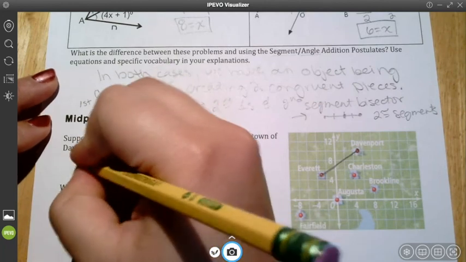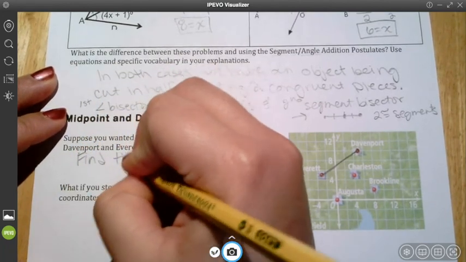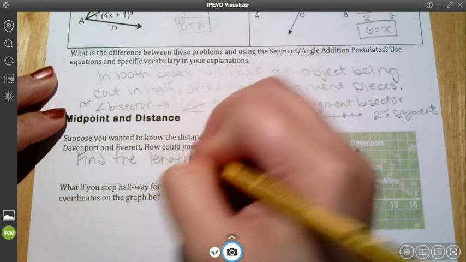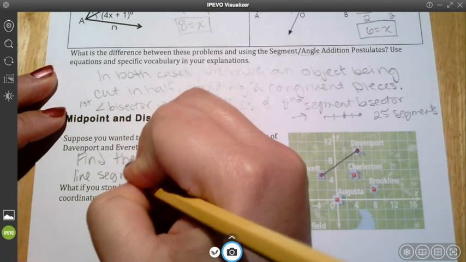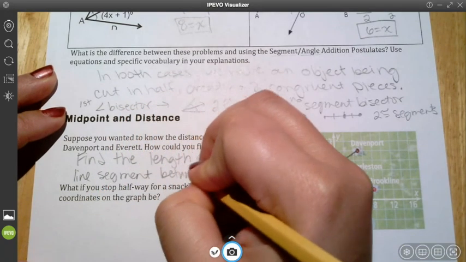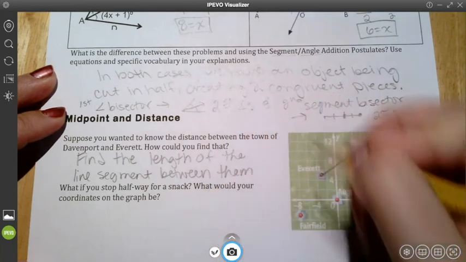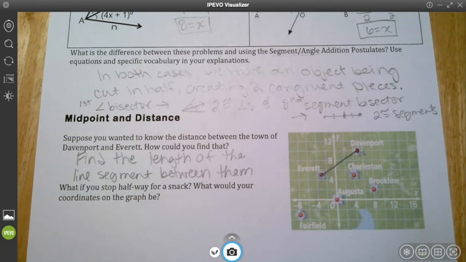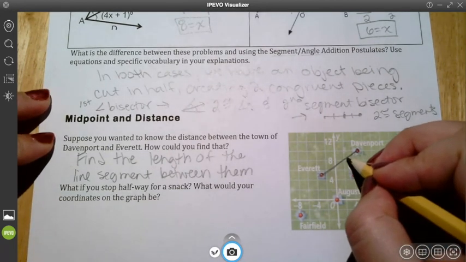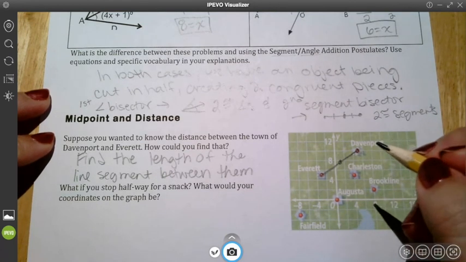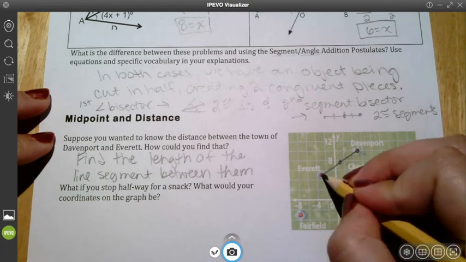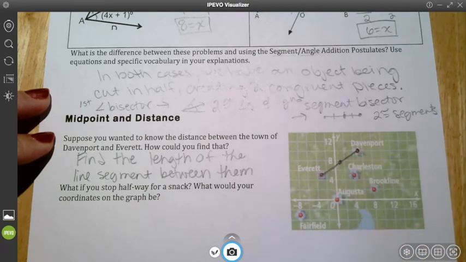So in order to find the distance, we want to find the length of the line segment between them. And we're going to talk about exactly how to do that. And then the second question here, what if you stop halfway for a snack? What would your coordinates on the graph be? Well, if we wanted to stop halfway, somewhere right around here is halfway, and I can estimate it, right? But what I'm looking for is what is the midpoint between Davenport and Everett.